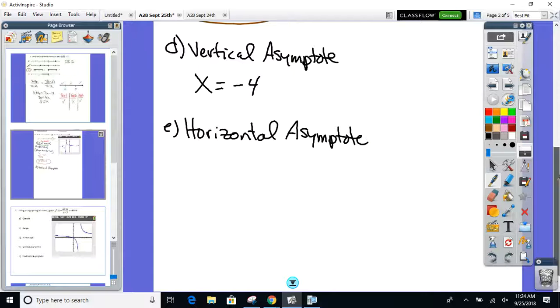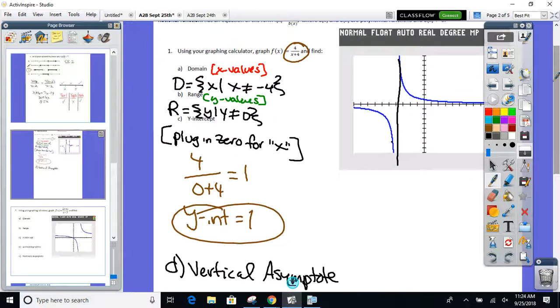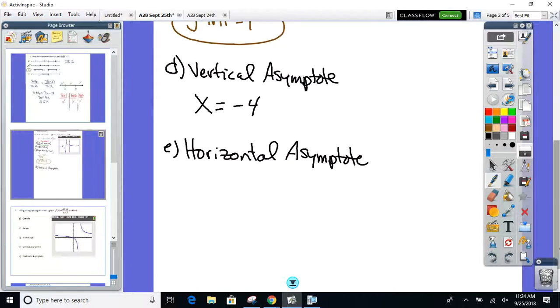Okay, where can I draw a horizontal line where it would never touch the graph, but the graph would come pretty close to? I think we've had this discussion already. I had 0. All right, but I'm not going to just write 0 now. Remember, for the vertical line, I wrote x equals -4. So for horizontal, I'll write y equals, in this case, 0. All right, y equals 0.